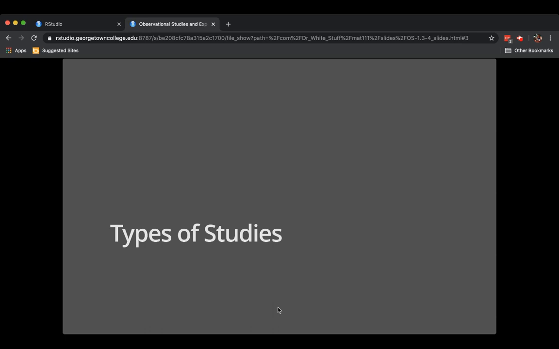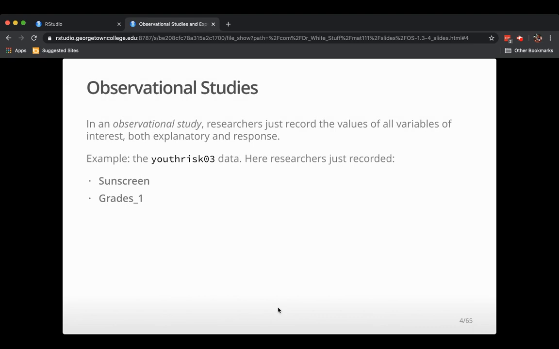So we want to discuss the two major types of studies that you learned about in elementary statistics. By studies, I mean the research into a situation that involves data, where you have some research question that you want to answer. First of all, we want to talk about observational studies.